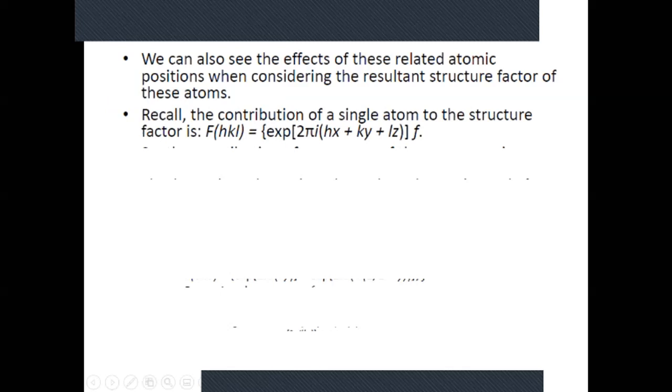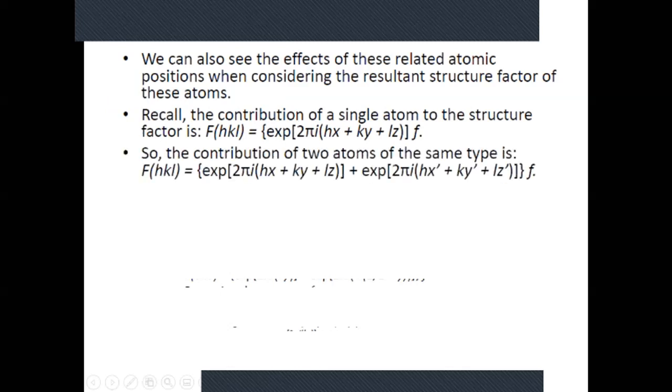And so by knowing the systematic absences, we can also relate the effects with atomic positions with the resultant structure factor of these atoms. Here is kind of using mathematics to show you that these are systematically absent. So this is the structure factor for the single atom, its contribution. F is the scattering ability, then we have the HKL equals this. And so we can expand it out. If we have 2 atoms, this is what it would look like.